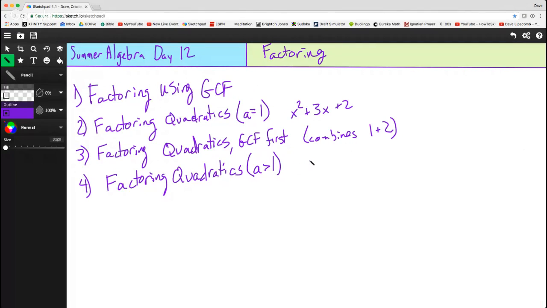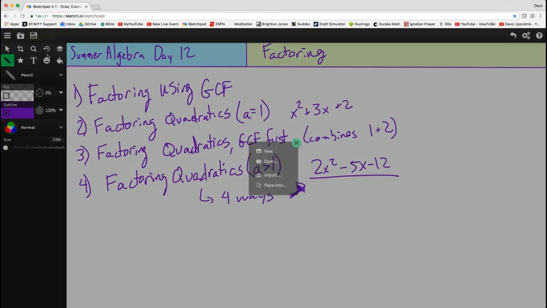These are going to be ones like 2x squared minus 5x minus 12, where I'll show you how to do this. The easiest way I've heard, there's like 4 different ways of doing this, but I'm going to show you the easiest way I've seen. And it really hopefully works for you. All right. So let's move on. Let's do these examples that we're talking about.